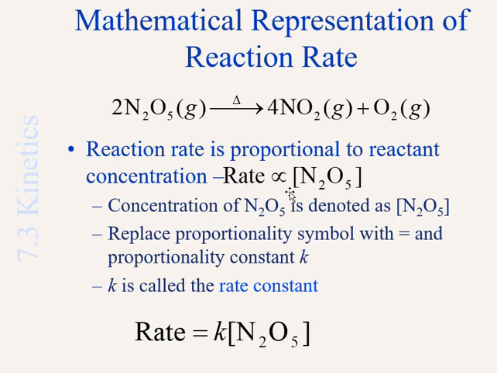For this rate equation, we say that as the concentration of dinitrogen pentoxide increases, the rate increases. Hence, it's directly proportional. The rate is directly proportional to the concentration of dinitrogen pentoxide. But if we want to use the equal sign and actually say rate equals the concentration of the reactant, there is a certain constant called the rate constant which must be introduced. And so the equation becomes rate equals k, lowercase k, the rate constant, times the concentration of dinitrogen pentoxide.